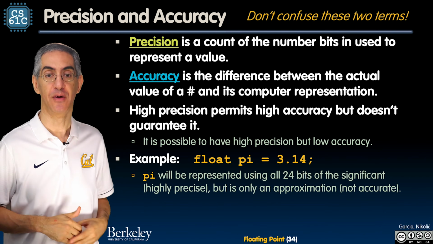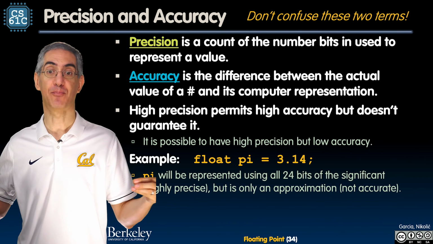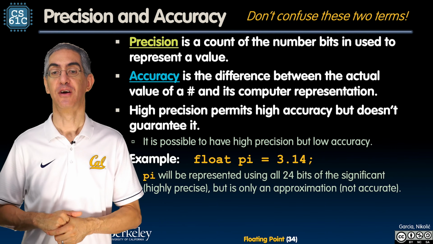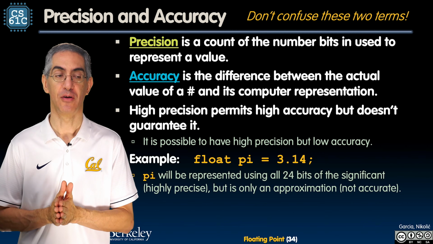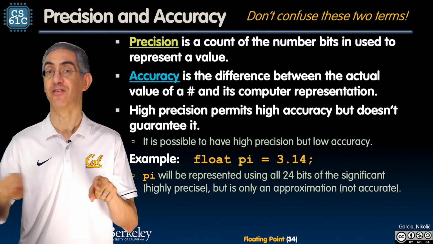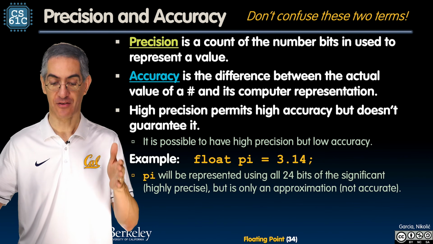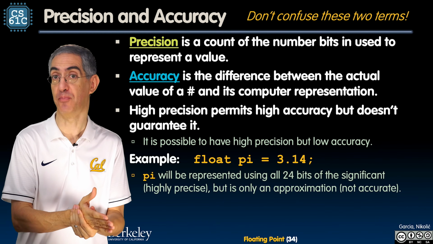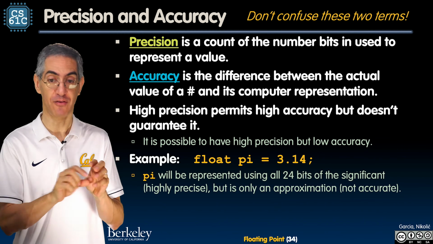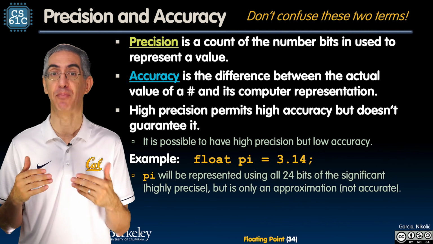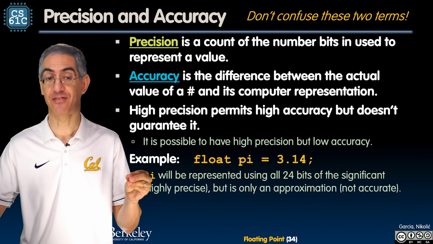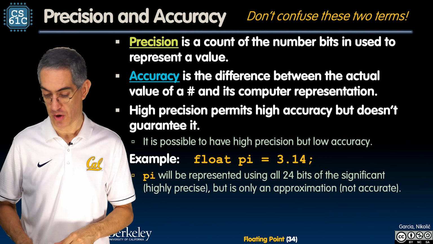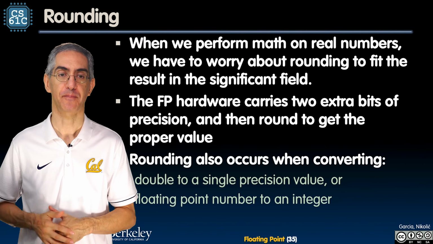So here's an example. High precision, a lot of bits, permits high accuracy but doesn't guarantee it. Here's an example here, float pi equals 3.14. Well, there's going to be lots of bits, 32 bits associated with that, but you're still pretty far in terms of accuracy from the actual value of pi. Now, you could have done more. I could have initialized it to a closer number, but that particular example says I got a lot of bits, but it isn't close to the actual number. So that has high precision, low accuracy in that case.